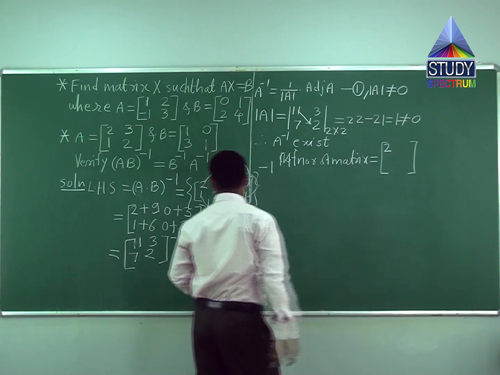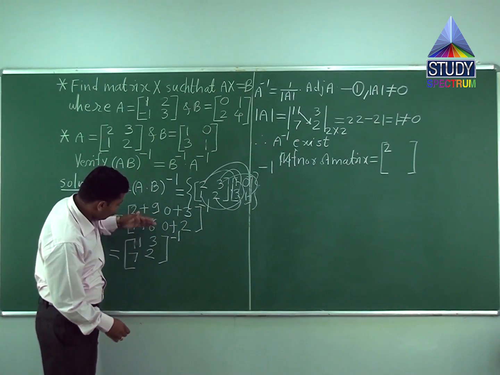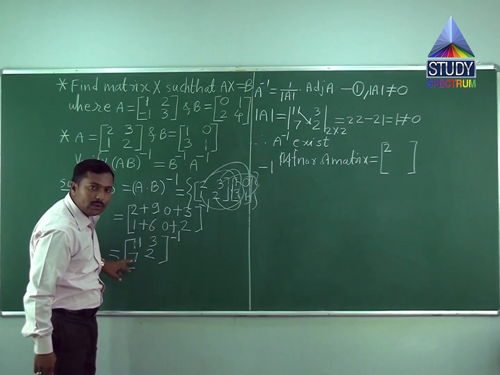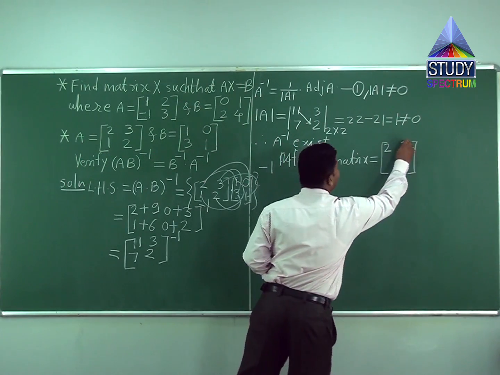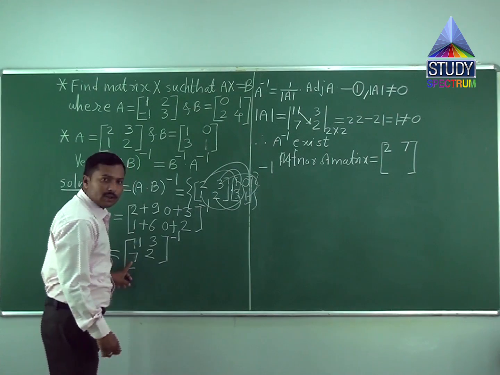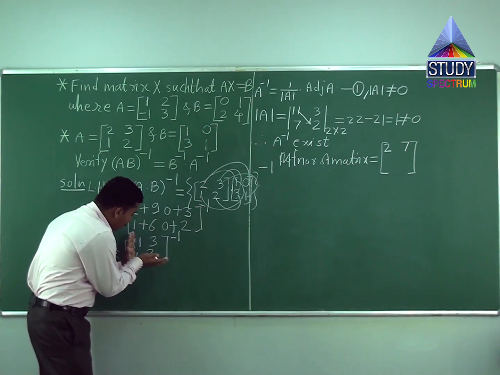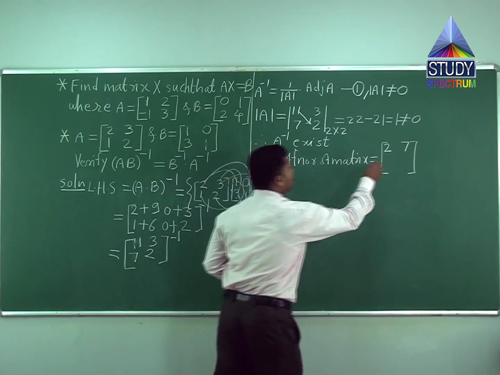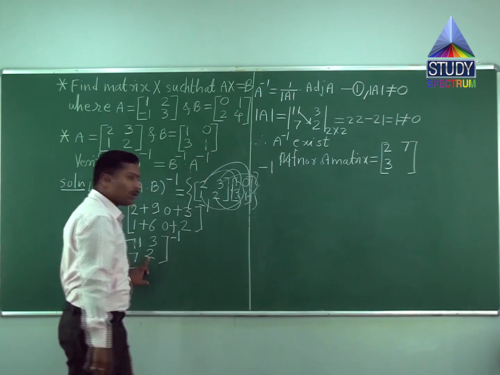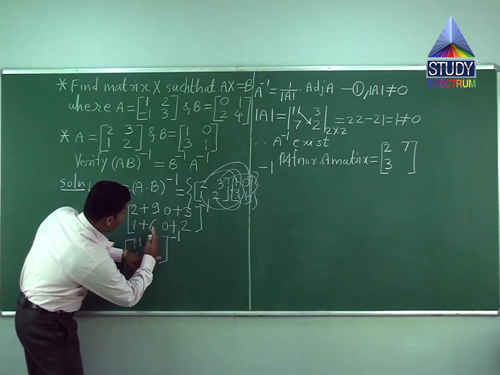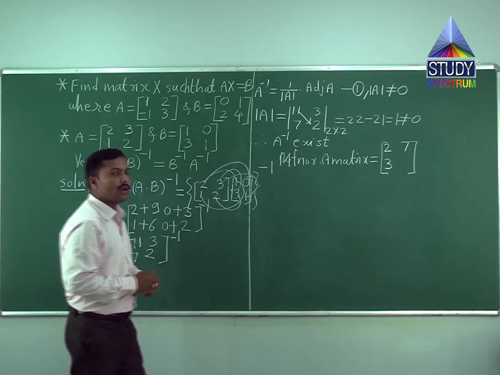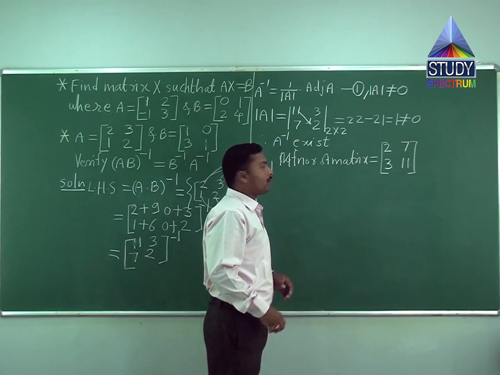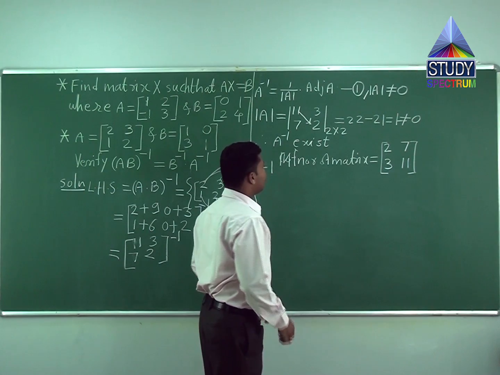So this is 2. Again, the minor of 3: the row and column are deleted, so what remains is 7, and the determinant of 7 is itself 7. What is the minor of 7? Delete the row and column, and what remains is 3, so the determinant of 3 is itself. And the minor of 2: delete the row and column, so 11, the determinant of 11 is itself. So this is the minor of this matrix.